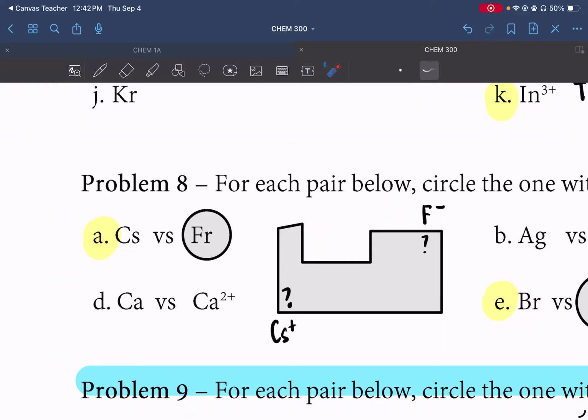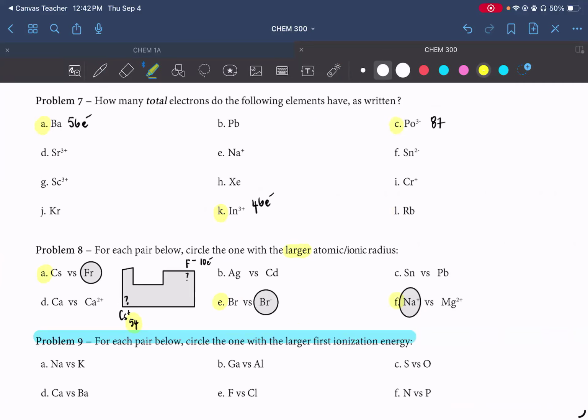Yeah. In this case, you can use a couple of logics. You can go from left to right. You can go down. But one of the big things to remember here is the number of electrons. We've likened these electrons, these shells, to floors of a building. Fluorine minus would have 10 electrons. Cesium plus would have 54. 54 electrons will always be bigger than 10 electrons. So in that case, you would want to use the argument of counting electrons. Good question. Anyone else?